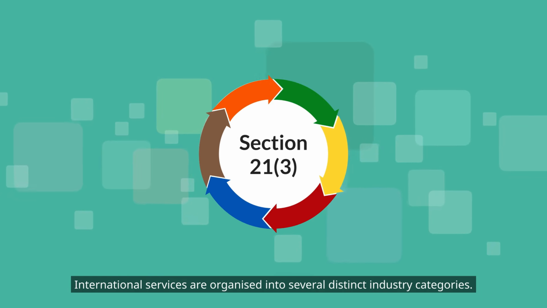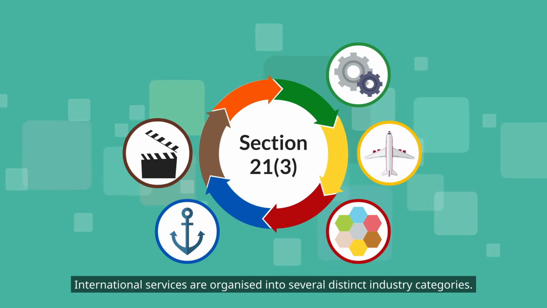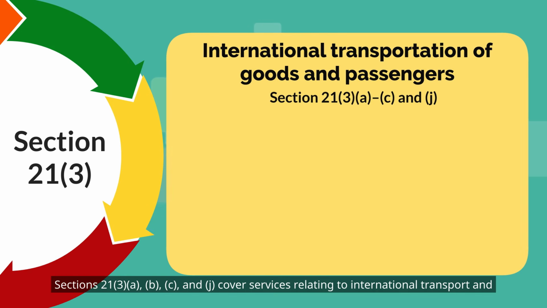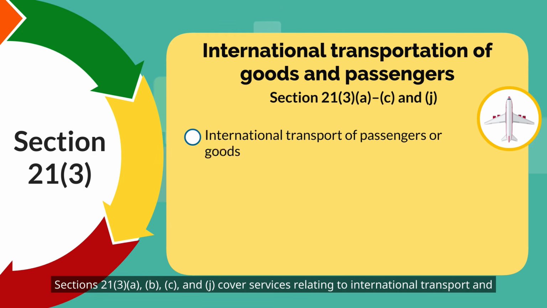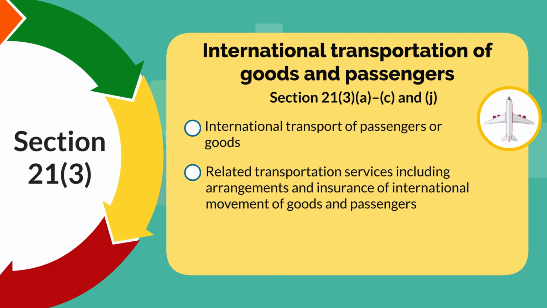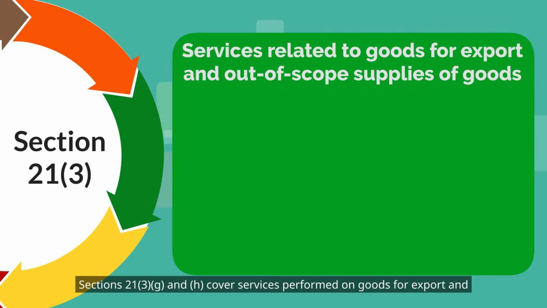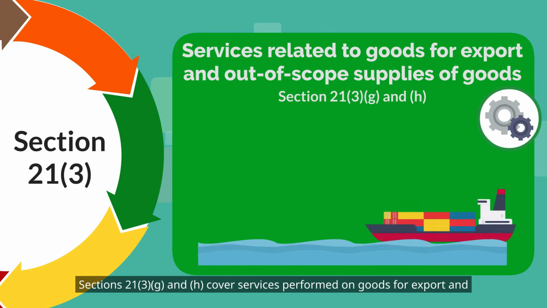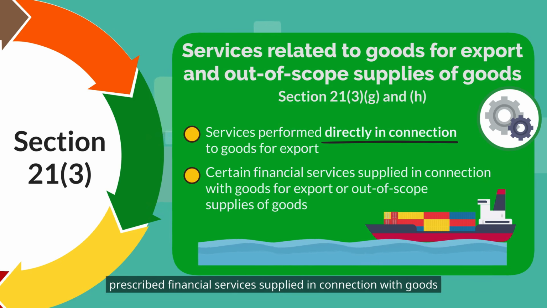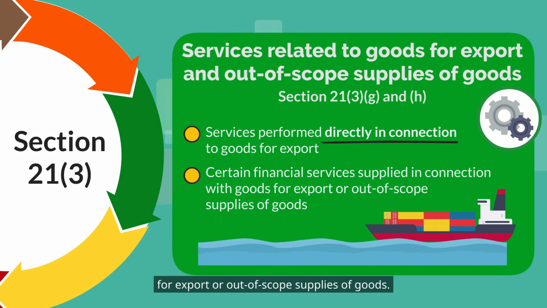International services are organized into several distinct industry categories. Sections 21(3)(a), (b), (c), and (j) cover services relating to international transport and arrangement services that facilitate international movement of goods and passengers. Sections 21(3)(g) and (h) cover services performed on goods for export and prescribed financial services supplied in connection with goods for export or out-of-scope supplies of goods.